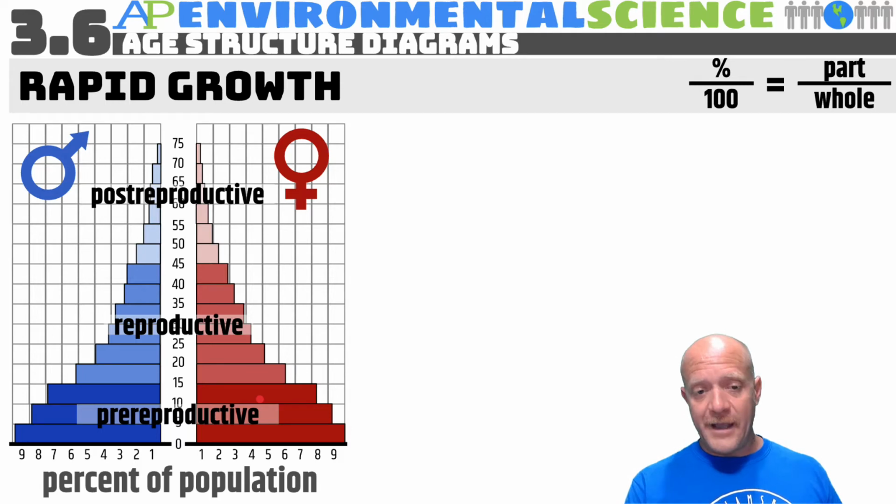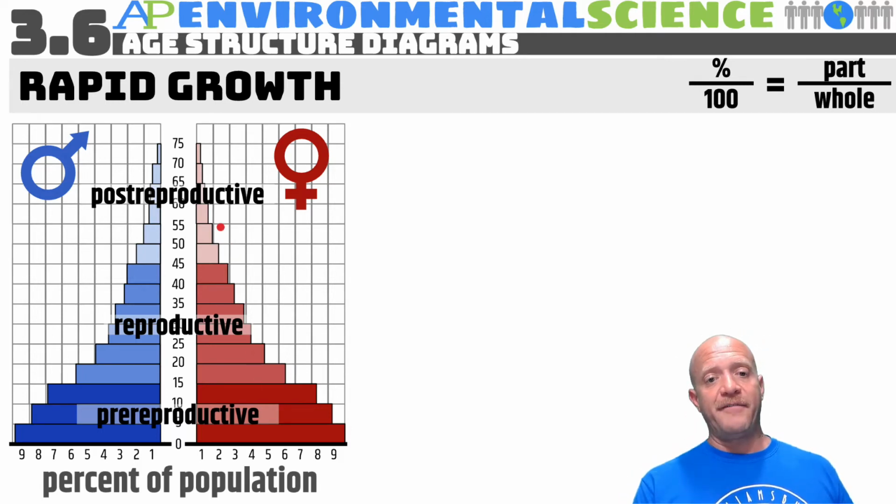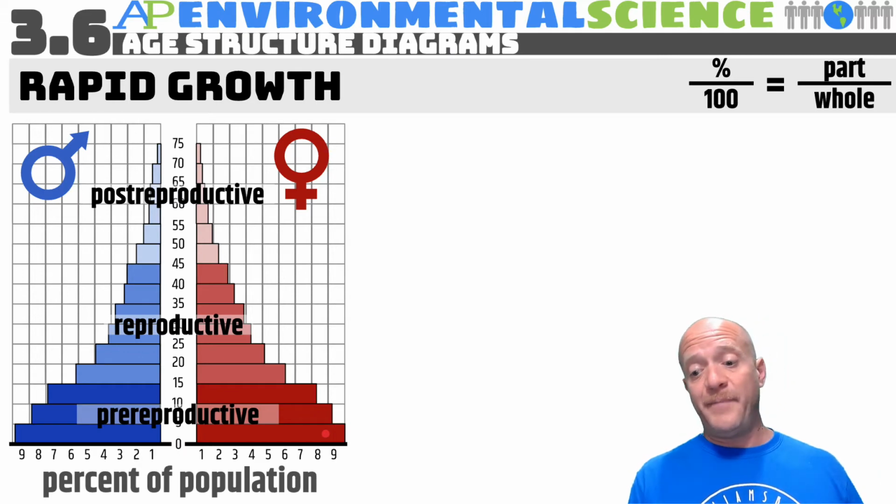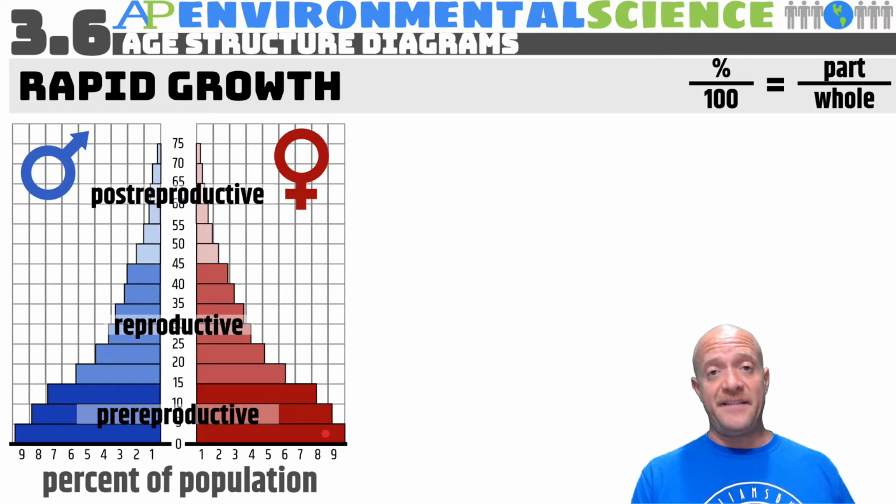Now, when we look at a graph like this, we want to pay attention to where the pre-reproductive populations are in comparison to the other groups. If the amount of pre-reproductive individuals is much larger than the reproductive and the post-reproductive, this is going to have rapid growth. So if the base is wider, it is showing rapid growth, because as these pre-reproductive individuals grow to be reproductive age, they're going to start having babies, so it will widen the base even more if they continue to reproduce at this rate.